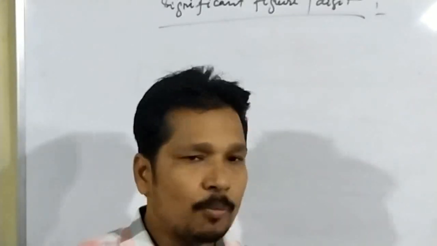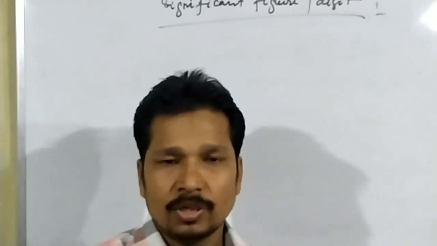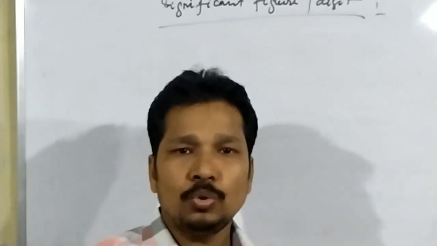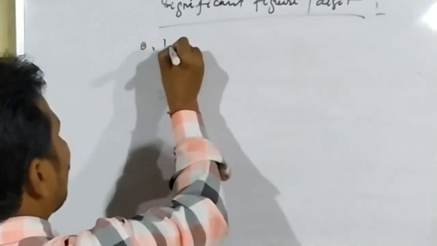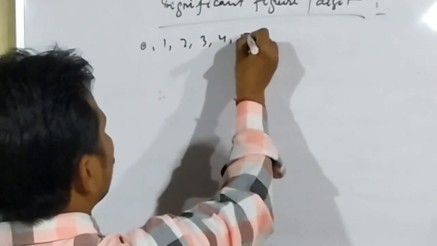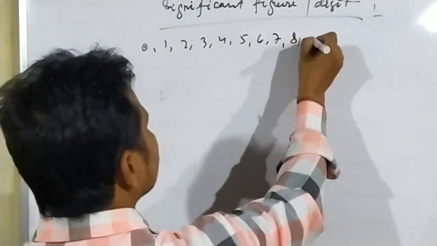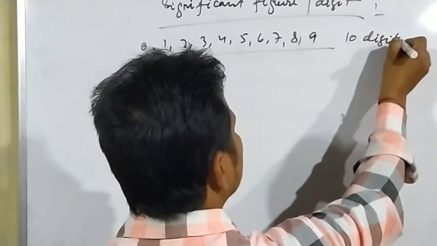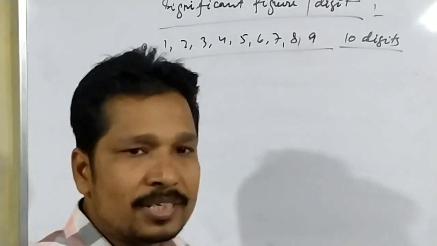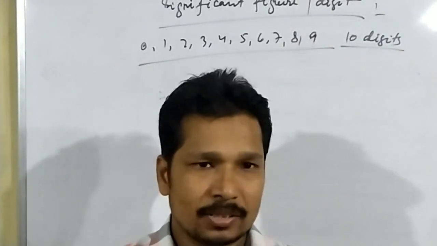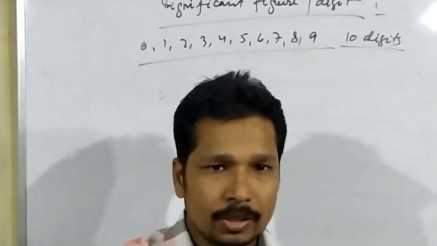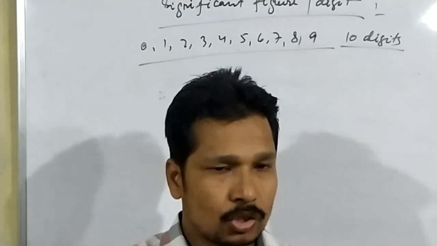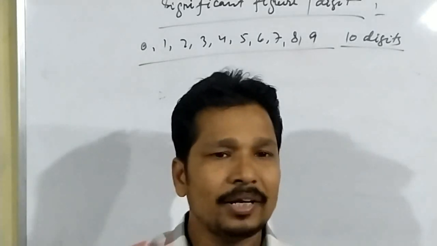So we know that how many digits are present in our number system. There are only 10 digits present, starting from 0 to 9. So 0, 1, 2, 3, 4, 5, 6, 7, 8, 9. Here, in our number system, there are only 10 digits present. So all the digits are known as the significant digits.